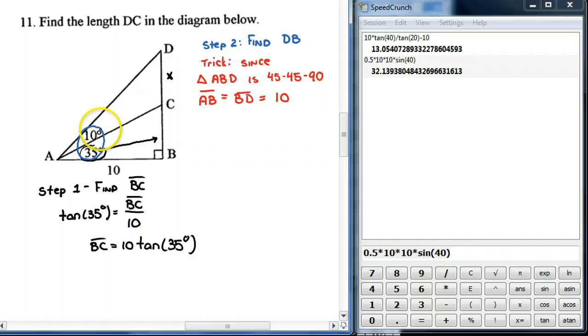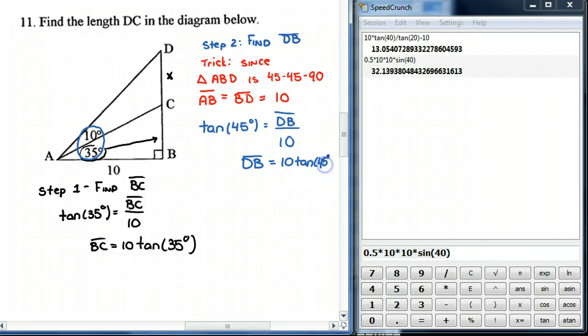But if I didn't see that, what I would then do is use my primary trig ratios. So we see that DB is what we're looking for, so that's the opposite, and then we have 10. So we have the opposite and the adjacent. Tan of 45 degrees is going to be the opposite, which is DB, divided by 10, and therefore DB is equal to 10 tan 45 degrees. And now I'm going to leave it in that form because that's as exact as possible. Again, it does work out really nicely, but in this case I might not know.